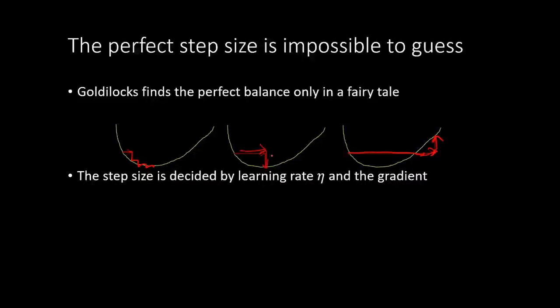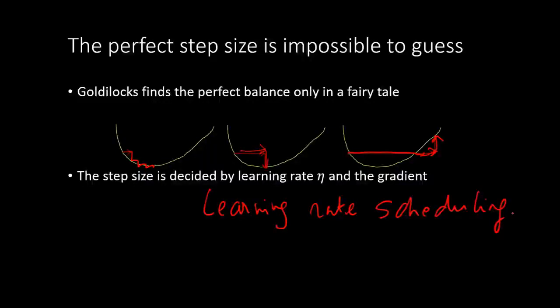So this step size is decided by the learning rate eta and the gradient multiplied together, but that eta has to be controlled so that we don't have either the situation on the left or the situation on the right. What is used for that is something called learning rate scheduling. In that, basically every few iterations we change the learning rate eta, so that either we reduce the learning rate or we increase it, so that we can find good local minima.